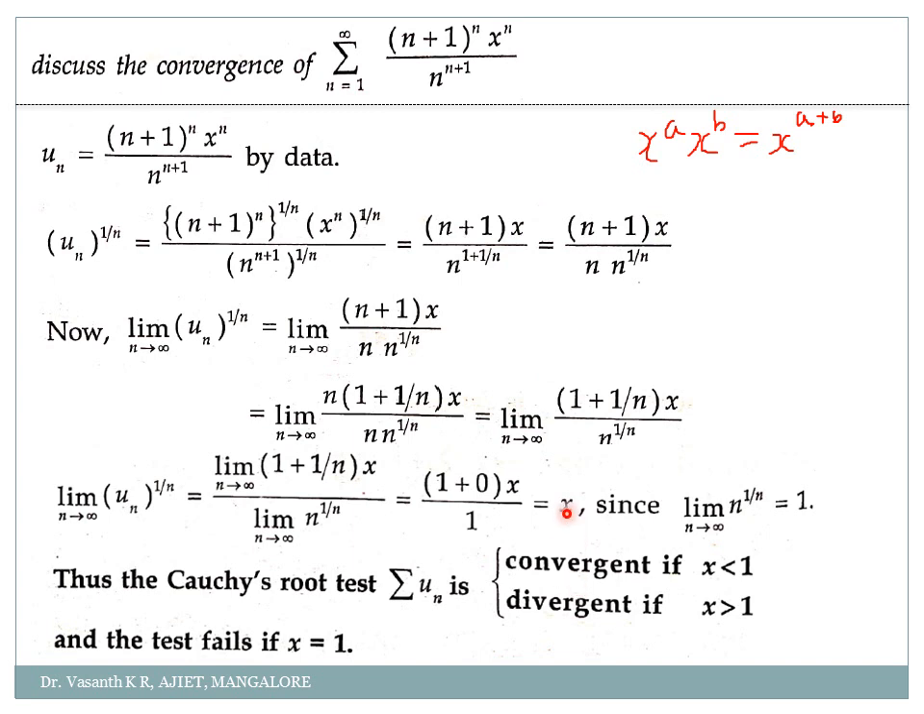Now, what conclusion will you give here? See, I don't know what is this x, correct? That x may be greater than 1, that x may be less than 1, or that x may be 1. So you have to write this as, therefore Cauchy's root test is convergent if this value of x is less than 1, divergent if it is greater than 1, and test fails if x is equal to 1. Because they have not defined for you what that x is in the problem, correct? So you let that x be as it is, you write all the three possibilities here, that's it.